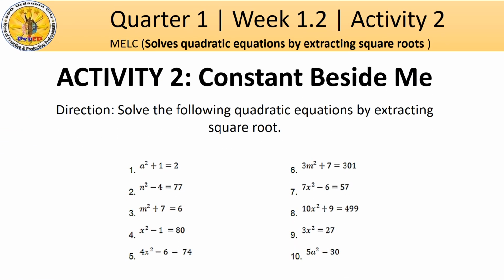For your activity 2, you're still going to solve the following quadratic equations by extracting square root. This activity is entitled Constant Beside Me. As you can see, there is a constant number and a numerical coefficient beside the perfect square. What we need to do this time is to transform first the equation into the form x squared equal to k.